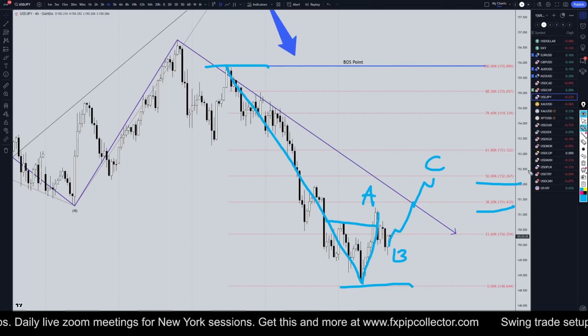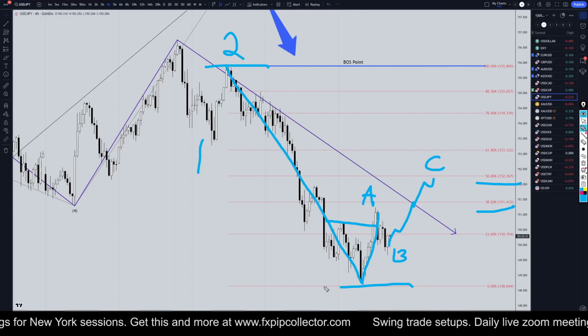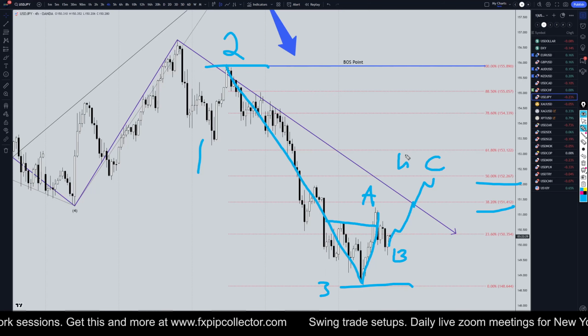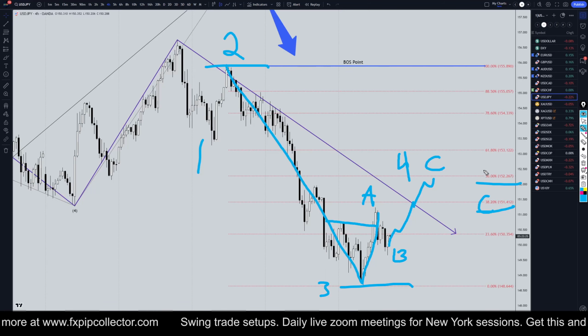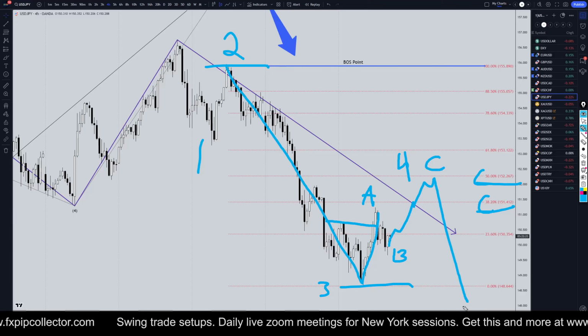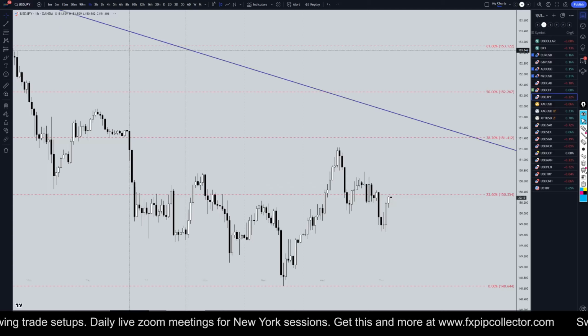But to me, it definitely looks like an ABC, especially with the fact that this looks like a 1, 2, 3. I think we need to make a wave 4, which if it is a wave 4, will probably only go to like the 38 or 50% max before it goes down and makes a wave 5. So let's take it down to the 1 hour time frame.